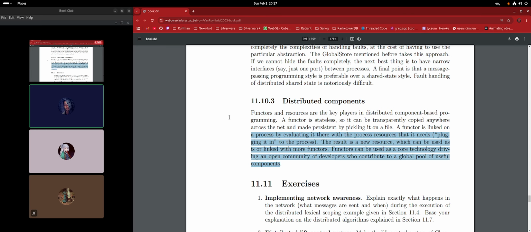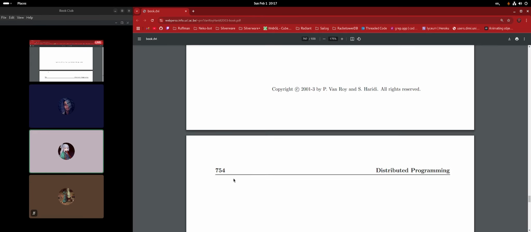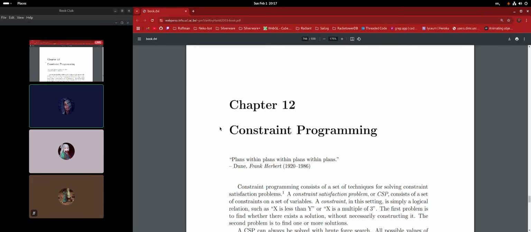So this is essentially like, this was already true for functions, but functors are also great, so why not do that with those? Yeah, they are essentially module-level functions, so they are kind of neat. And that's it for chapter 11.